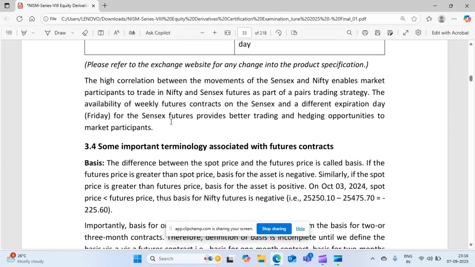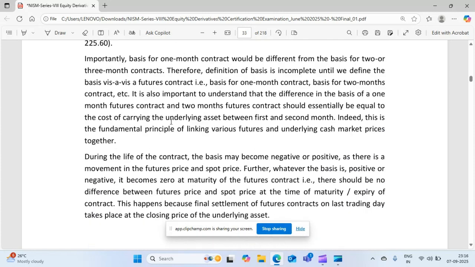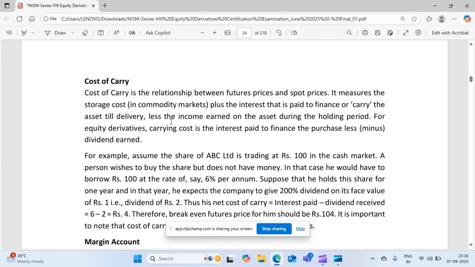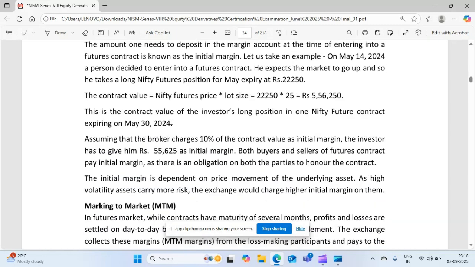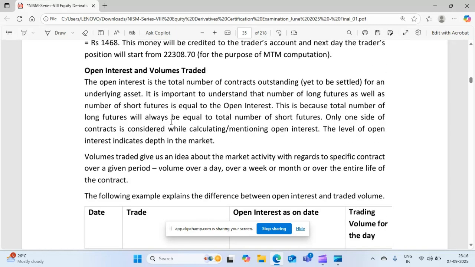In the next video, I will take you through important terminology related to futures contracts, which could be basis, cost of carry, margin, initial margin, and all that. So please wait for that. In the next video, I will complete this chapter.